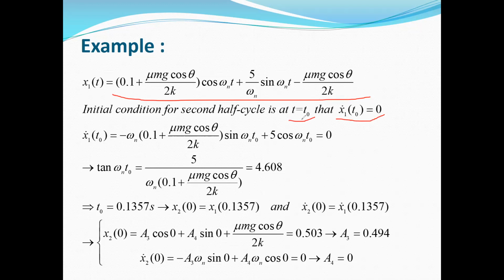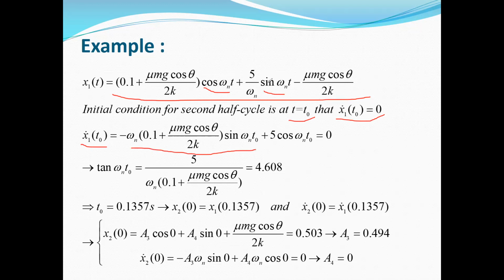We need to calculate this t naught. So we need to obtain the derivative of x1 with respect to time. The derivative of x1 with respect to time is equal to this term. Here we have one cosine function, one sine function, and one constant term. The derivative of cosine omega n t is minus omega n times sine omega n t. This is the first term.